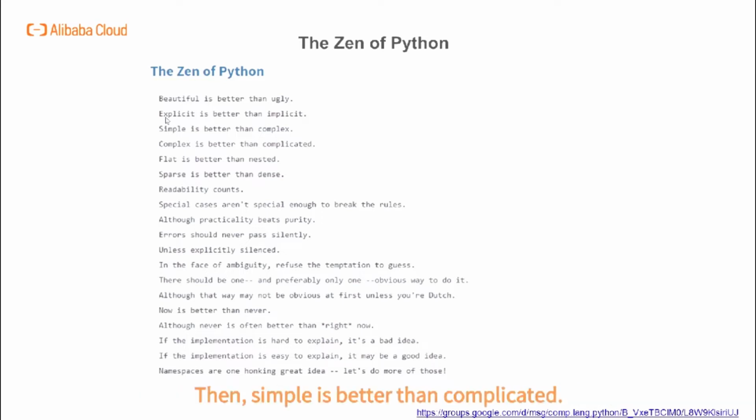Then simple is better than complicated. That is, in programming, we don't need to present this complex code logic, but do this layer by layer object-oriented encapsulation, so the simplicity of the code is better. For the rest of these 10 philosophies, I won't go through them one by one. You can understand and feel them after you start programming in Python.